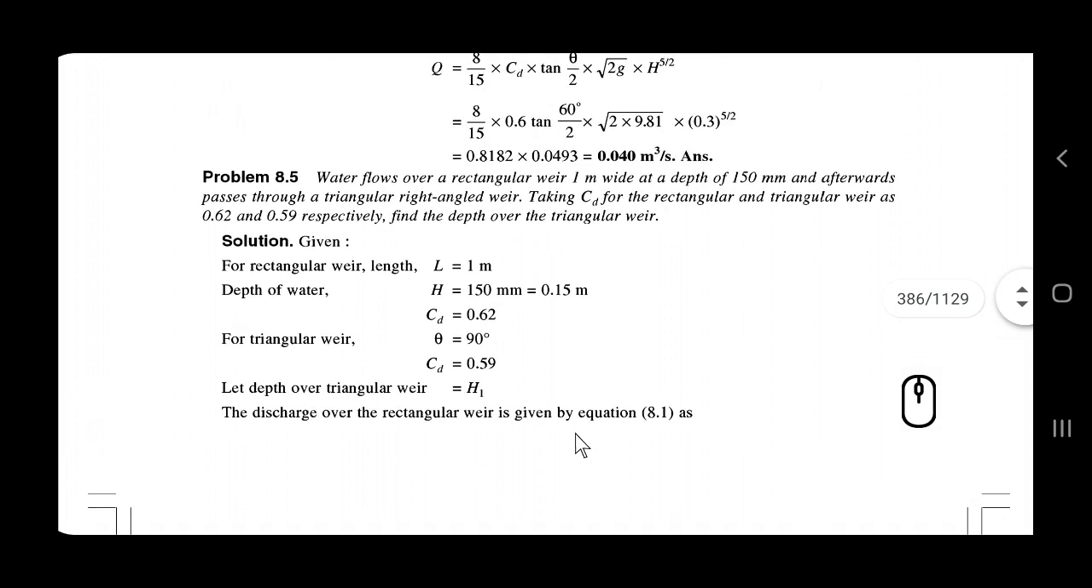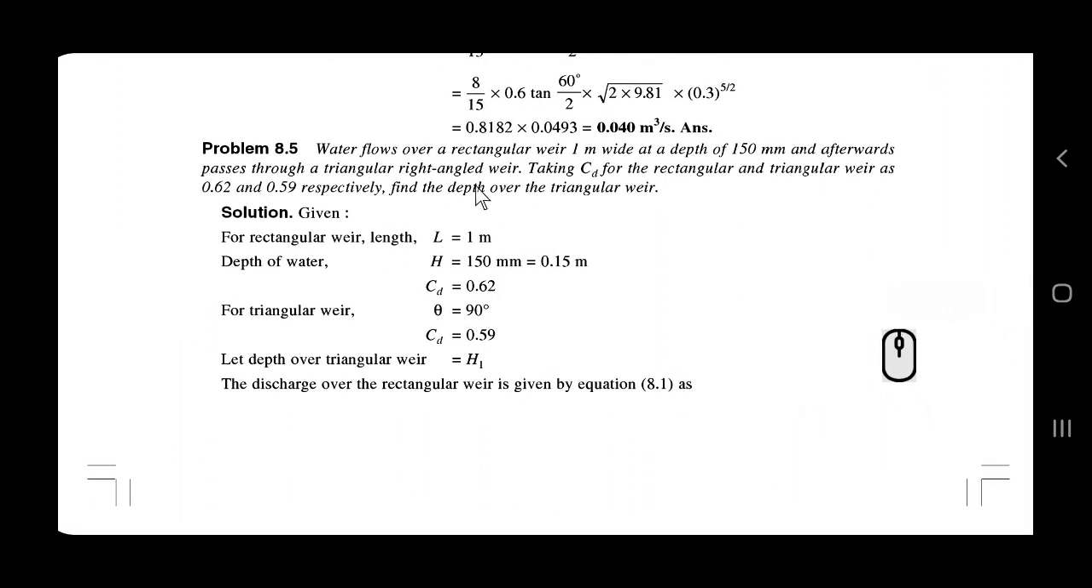Water flows over a rectangular weir 1 meter wide at a depth of 150 mm and afterwards passes through a triangular right angled weir. So here is a combination of rectangular weir and right angled triangular weir. Okay, taking CD for the rectangular and triangular weir as 0.62 and 0.59. Two values for CD are given, and find the depth over the triangular weir. Depth over the triangular weir you have to find out.